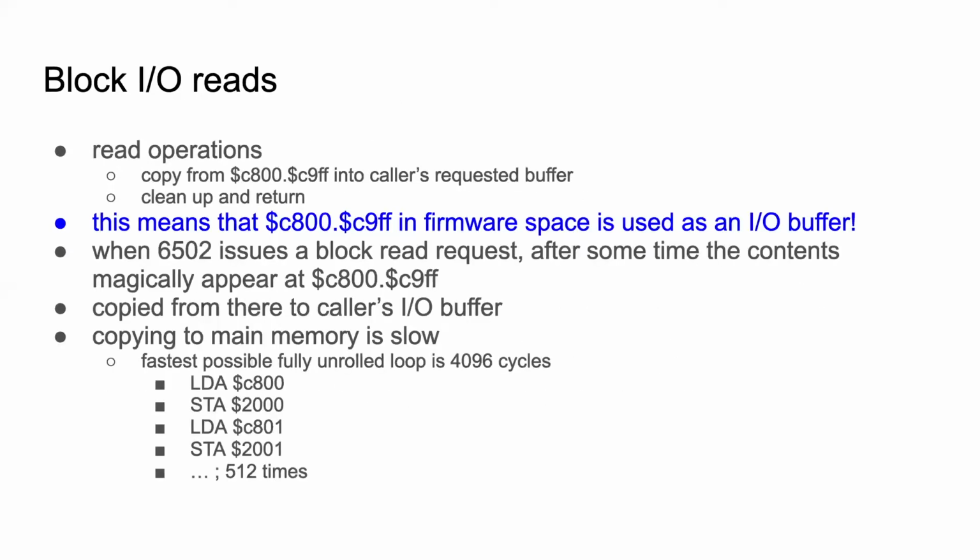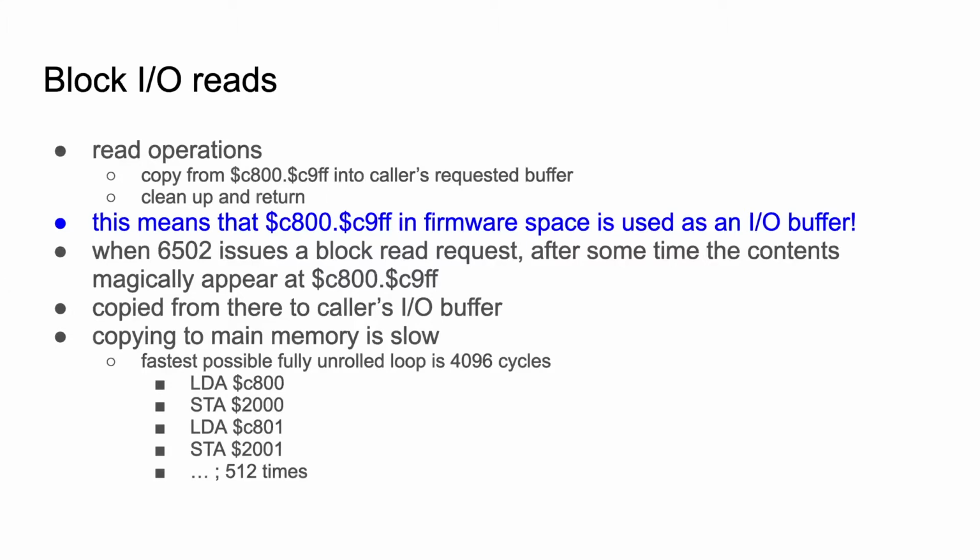It turns out the way read operations are performed is via two steps. Firstly, the CFFA tells the Apple to copy 512 bytes from the C8 and C9 pages into the caller's requested address buffer. And then it cleans up and returns to the caller. So this means that the C8 and C9 pages in firmware space are actually used as an I/O buffer, as an intermediate between the hardware and the Apple.